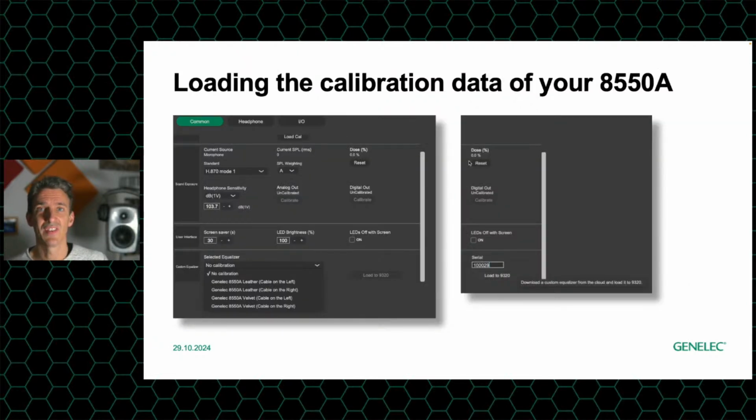Where do you load these calibration data? This is possible with the new version of GLM, which hopefully will be released soon. This will be 5.12, I guess, or 5.2. Sorry, I think it will be 5.2. And this will just have another section under the 9320 section. So if you click on the icon of the 9320, you see the settings options. You click on settings, and then you have the common tab.